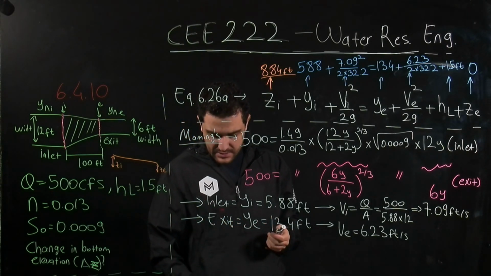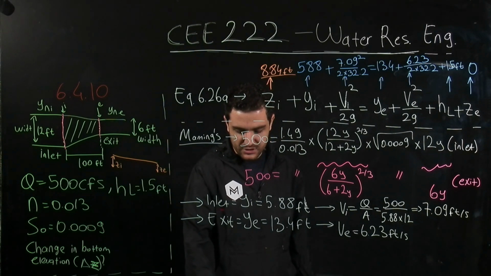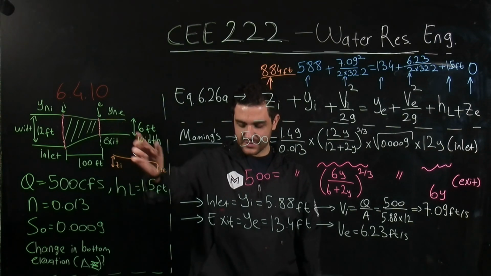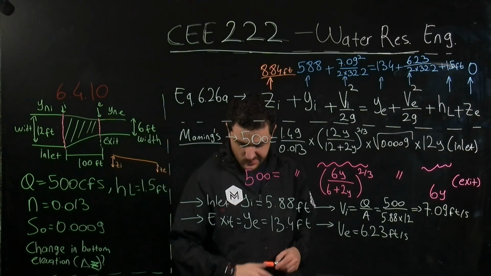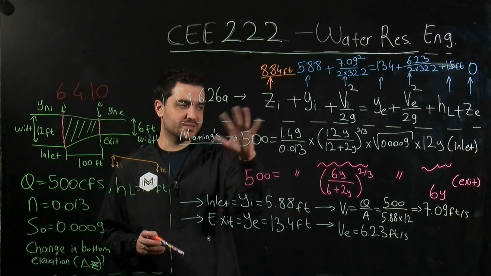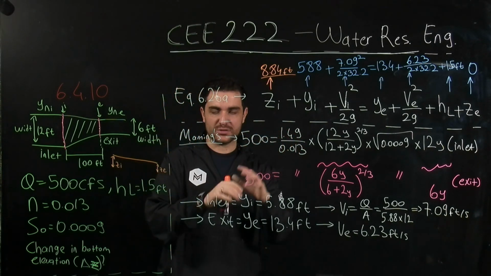Okay, now we calculated the change in bottom elevation, and we need to find the water surface profile in this transition. Let me clear this, then we will create a table to show the water surface profile.